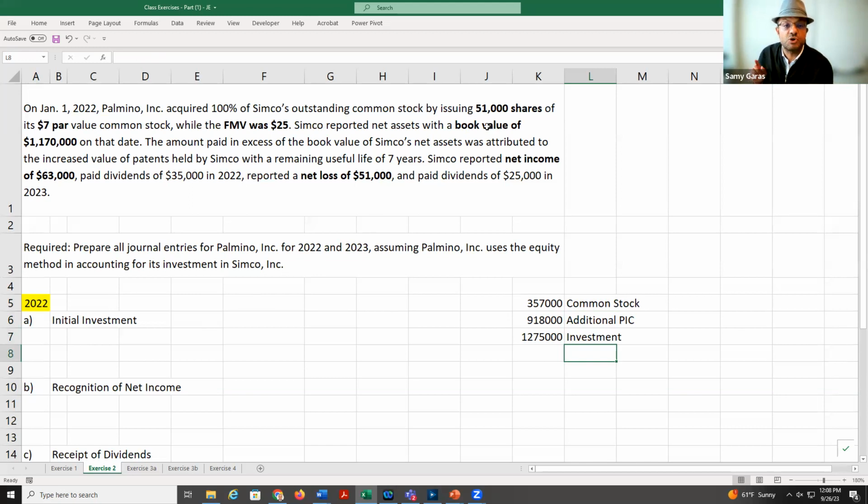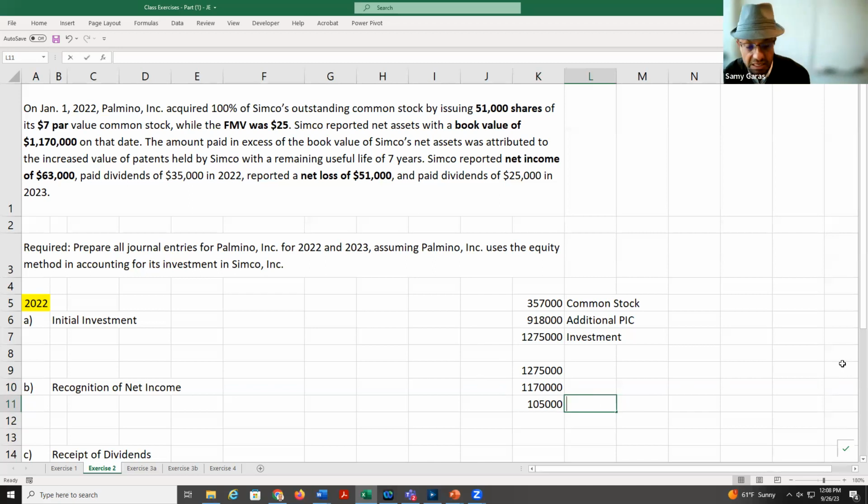But the book value of the company is 1,170,000. So we take the investment account, 1,275,000, and we get the book value, 1,170,000. And then we subtract them. We get 105. This is the difference.